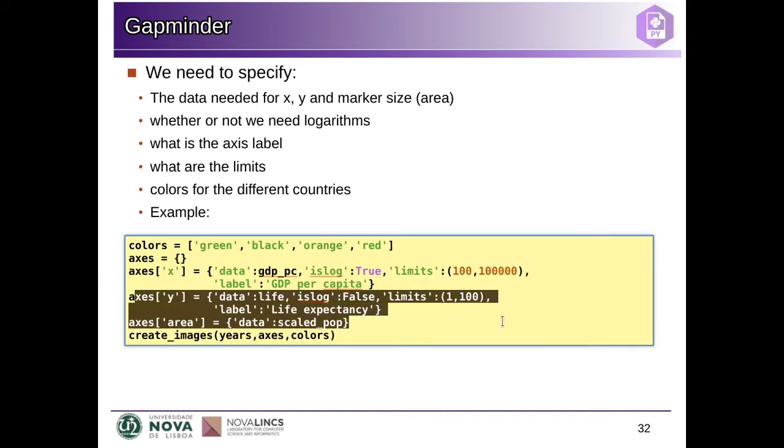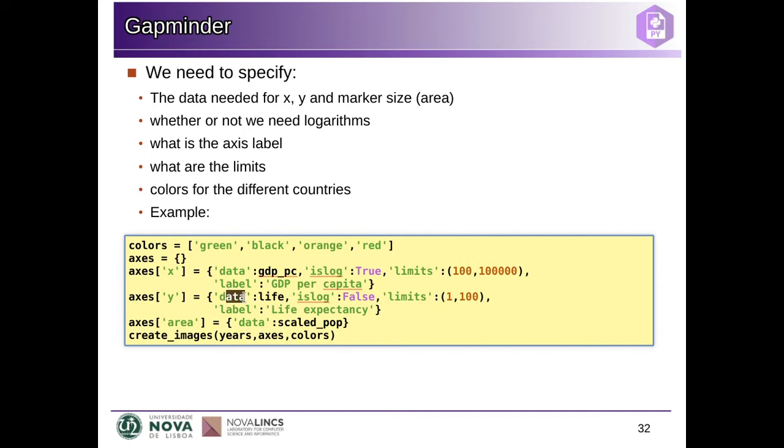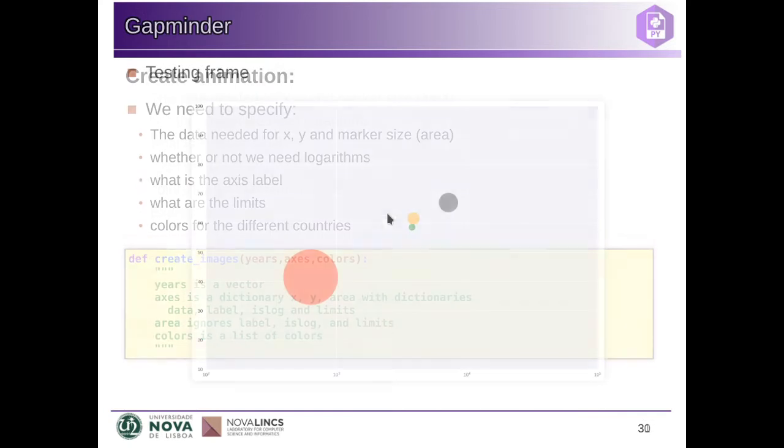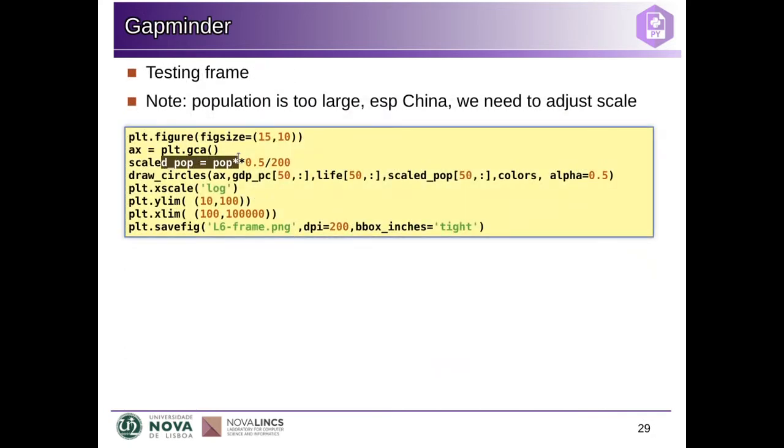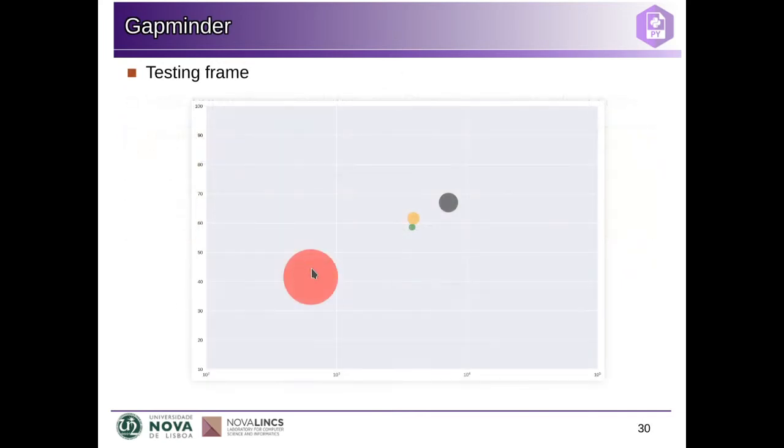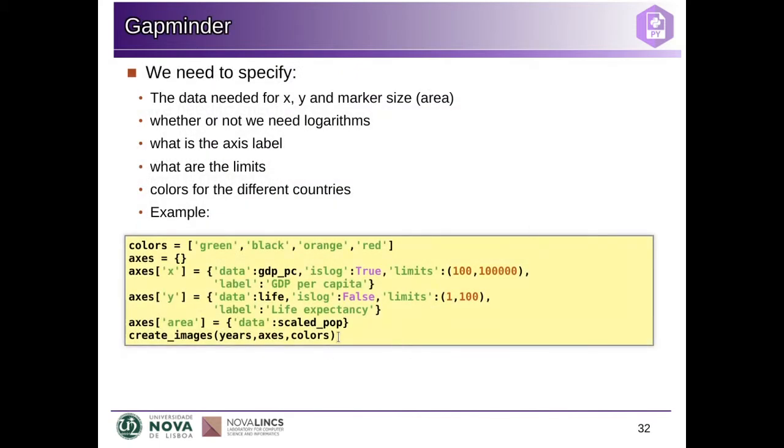And the same thing for the y-axis. So the data is life expectancy. It's not a logarithmic scale. It's between 1 and 100, and it's called life expectancy. And then the third entry is just the area, the data as the scaled population. So this little trick we did here of computing the square root and dividing by 200 is so that we can get circles with a decent size in our chart. Okay, now we create the images using these dictionaries.